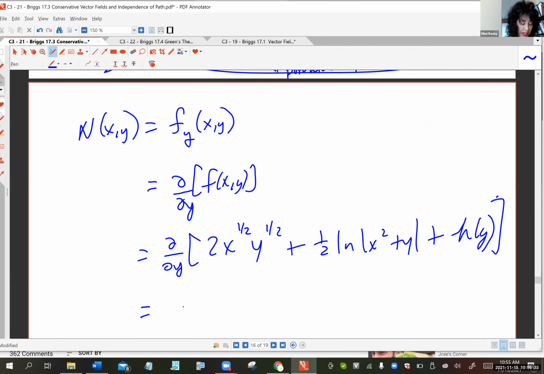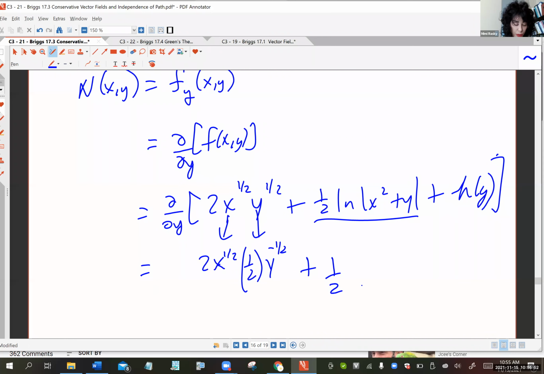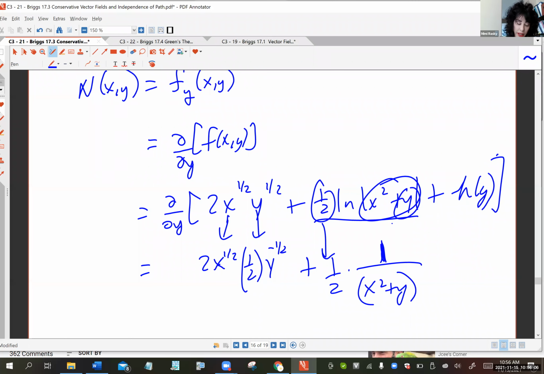And now when we take the derivative of this with respect to y, let's see, this 2x to the half is just a multiple. And then when I take the derivative of y to the half with respect to y, I get a half y to the negative half, plus, and then when I take the derivative of this term with respect to y, I have the half, of course, and then 1 over x squared plus y times the derivative of x squared plus y with respect to y, but that's just a 1, so that'll stay a 1, plus the derivative of h(y) with respect to y. Well, that's going to be h prime of y.